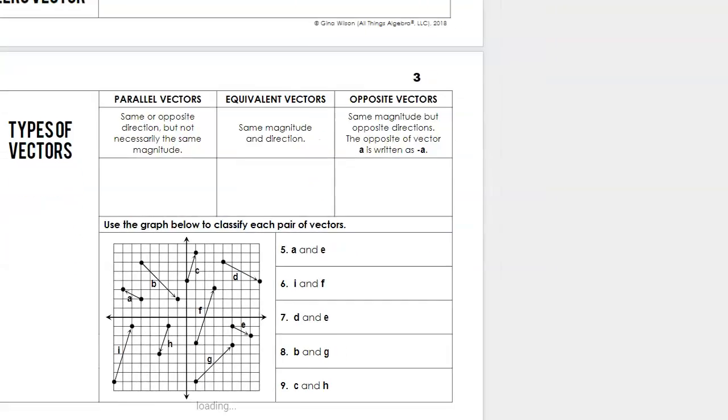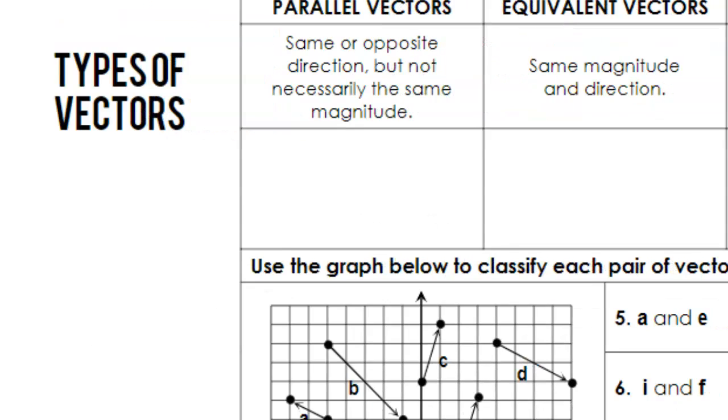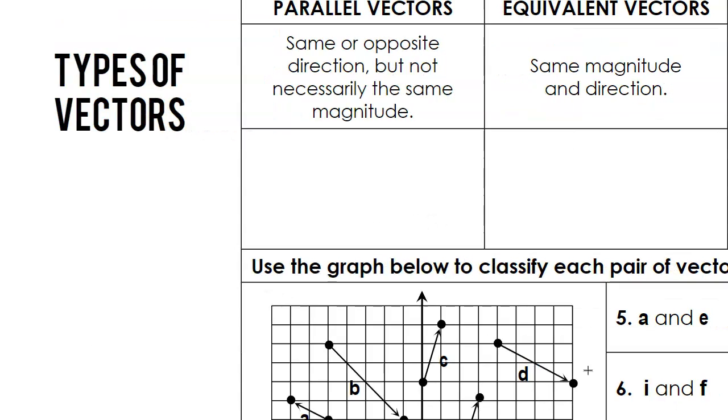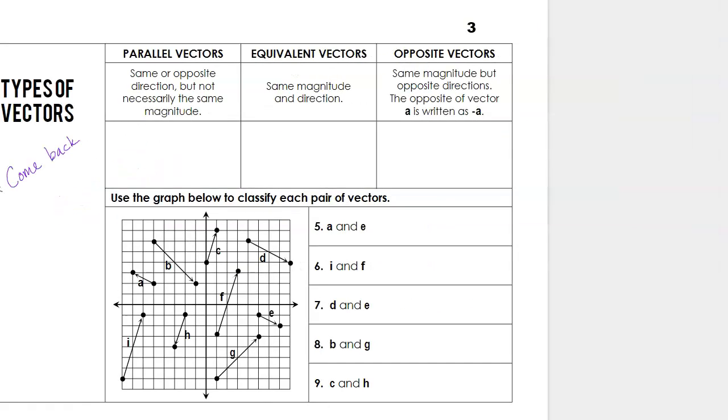Now I'm going to skip this part. It doesn't really make sense in my head that it comes here, so we're going to come back to this. Don't let me forget. We're going to come back to the types of vectors. It makes more sense to me that it comes at the end.